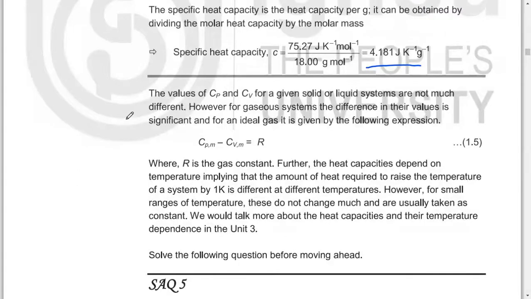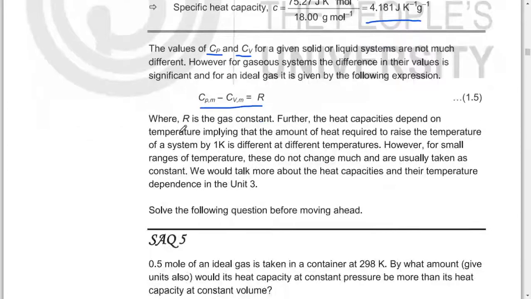The values of Cp and Cv for a given solid or liquid system are not much different. However, for gaseous systems, the difference in their values is significant, and for an ideal gas, it is given by the following expression: Cpm minus Cvm equals R, where R is the gas constant. Further, the heat capacity depends on the temperature, implying that the amount of heat required to raise the temperature of a system by 1 K is different at different temperatures. However, for small ranges of temperature, these do not change much and are usually taken as constant. We will talk more about the heat capacities and their temperature dependence in Unit 3.